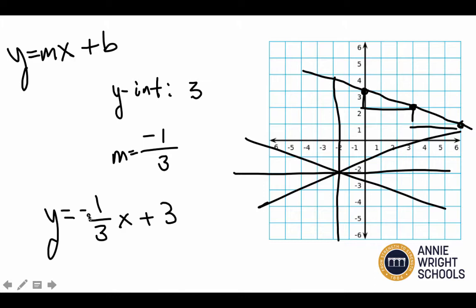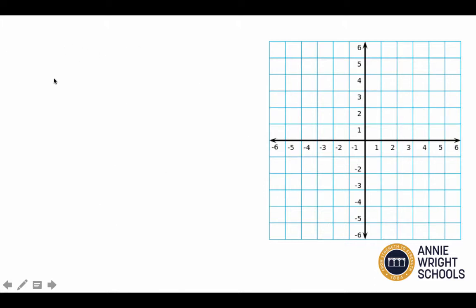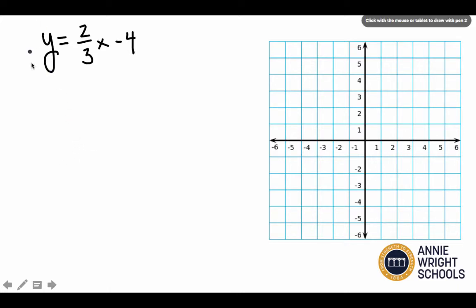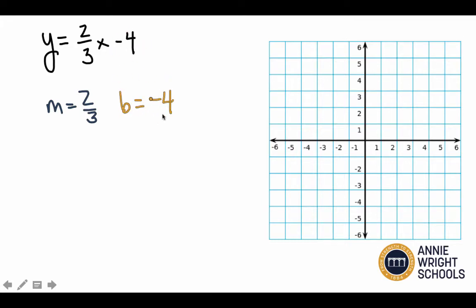So now try another one, a little bit more difficult. This time I'm going to tell you y is equal to 2/3 x minus 4. When you get a problem like this, if it's solved for y, you know the number in front of x is the slope. You know the number at the end is the y-intercept, which we call b. Because it's a minus 4, think of the y-intercept as being negative 4.